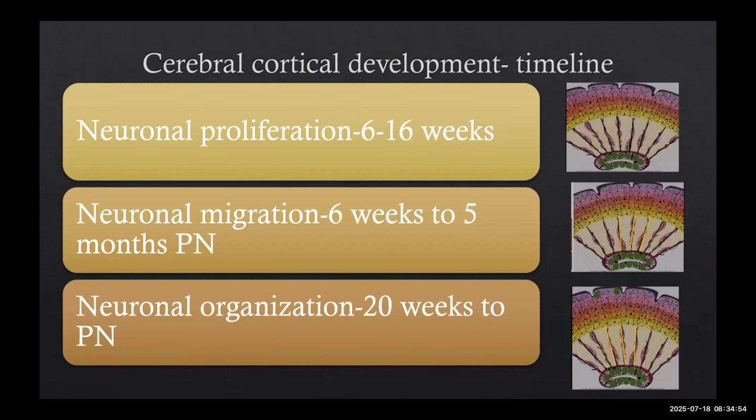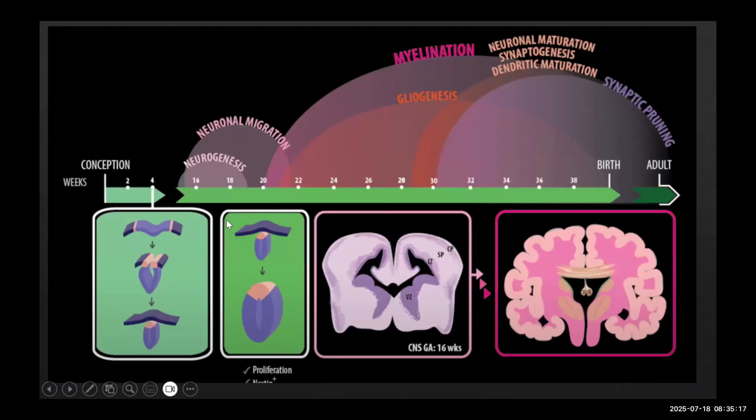The first is neuronal proliferation, which happens between 6 and 16 weeks of gestation. The second phase is neuronal migration, which starts from 6 weeks to 5 months of postnatal life. And the third phase is neuronal organization, which happens from 20 weeks till adulthood, early adulthood we can say. All these phases are overlapping, and this is the timeline of cortical development.